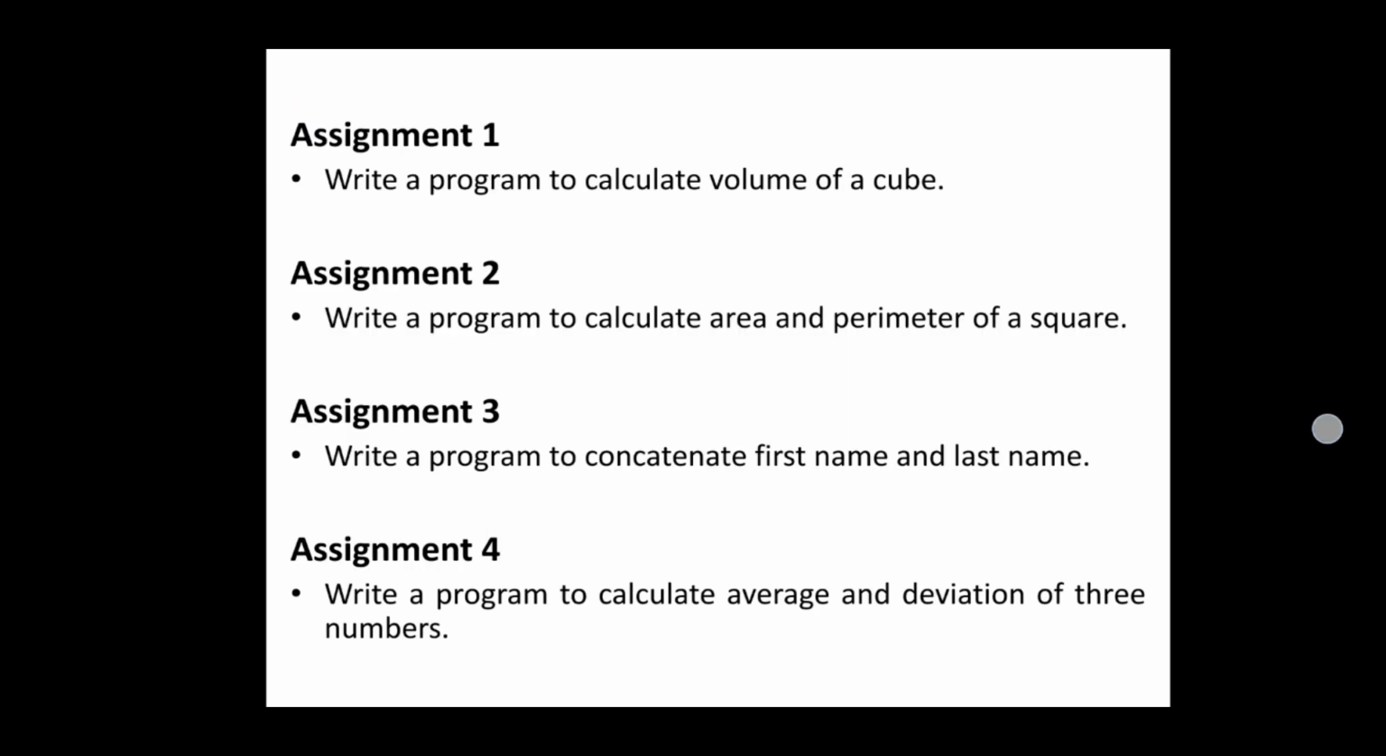After that, I give you 4 assignments. Assignment number 1, write a program to calculate volume of a cube. Assignment number 2, write a program to calculate area and perimeter of a square. Assignment number 3, write a program to concatenate first name and last name. And assignment 4, write a program to calculate average and deviation of 3 numbers.